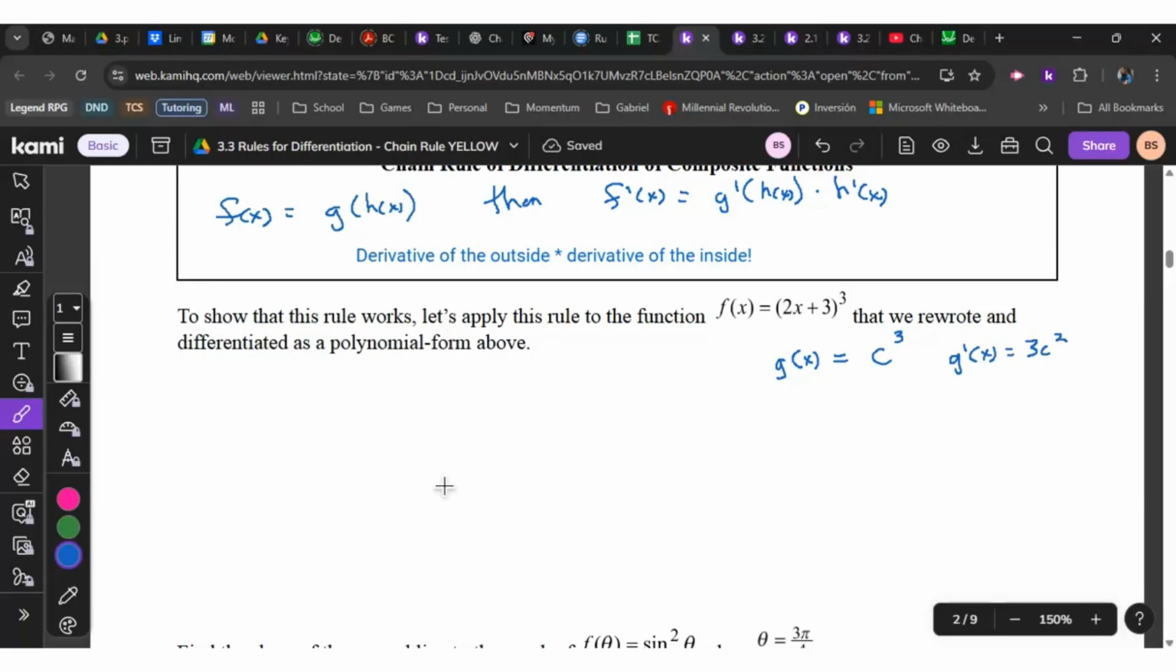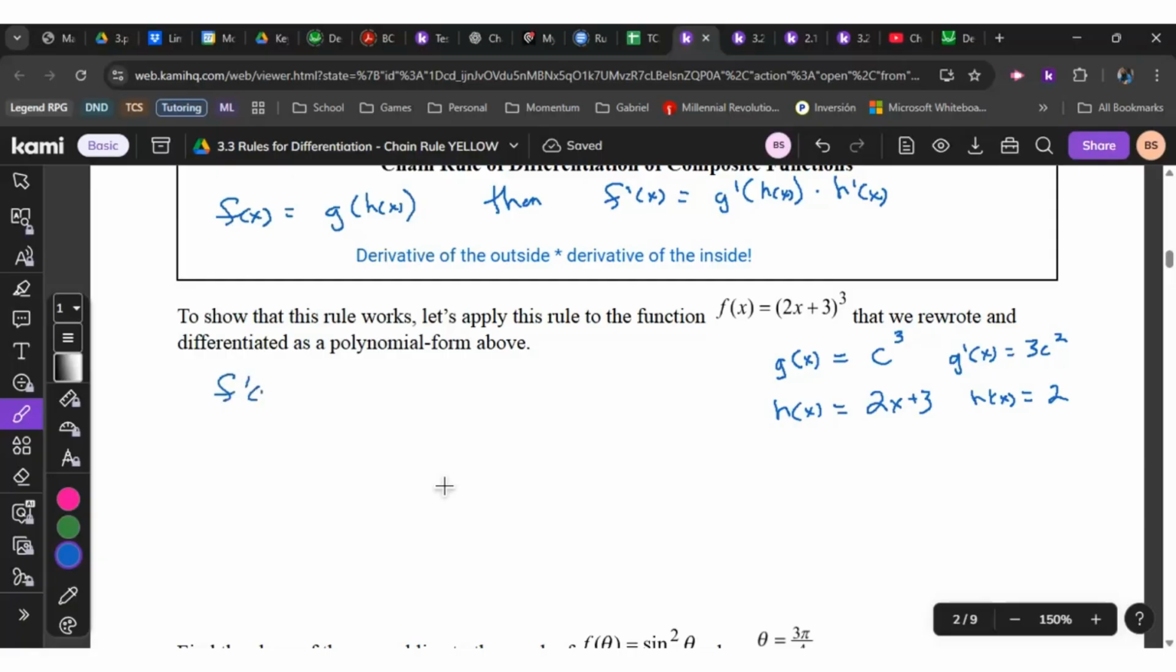Yes. Good. Now, the inside function, which we called h of x, is whatever's inside. So in our case, 2x plus 3. And the derivative of that is nice and easy. What is it? 2. Excellent work. Okay. So now we can go ahead and try and apply this.